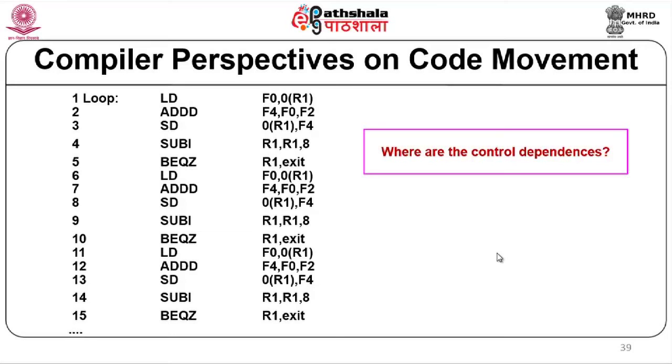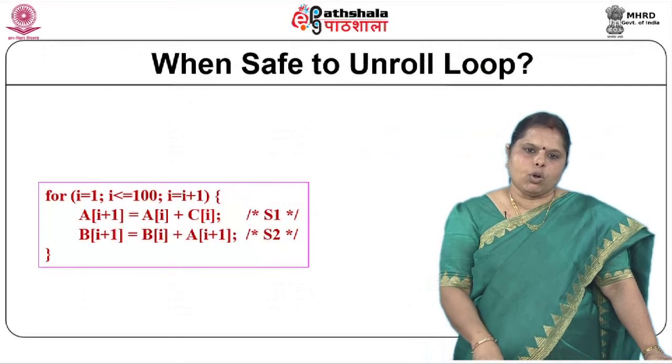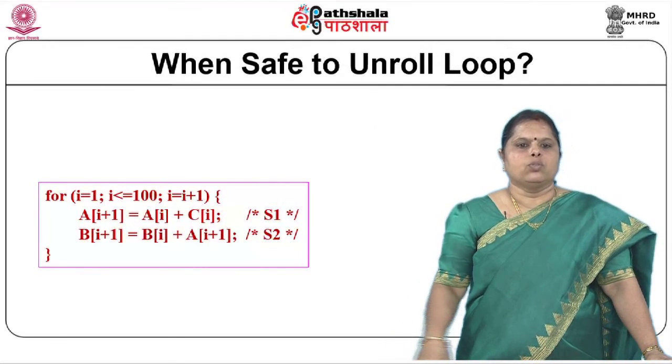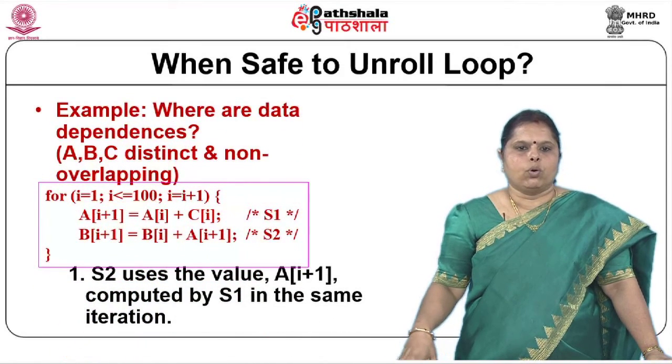So, that will have to be appropriately handled by adjusting the store address. And of course, when you are removing the loop maintenance code, you are also removing the control dependencies. So, that is obviously an advantage associated with your loop unrolling process.